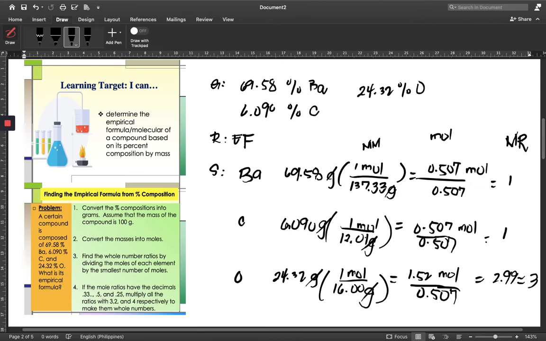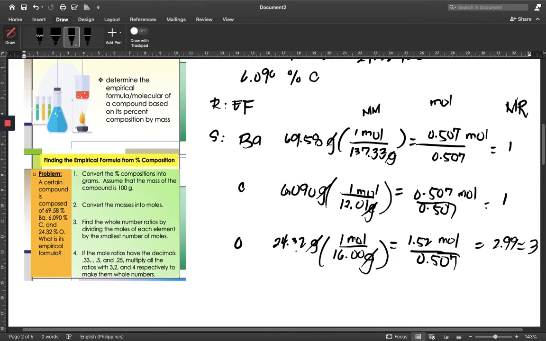All right? And so therefore, in the empirical formula, given these percentages, we just arrange them according to how the elements are given. 1 mole of barium, 1 mole of carbon, so no need to write as a subscript. And then there are 3 moles of oxygen. So this is now our empirical formula, which is basically barium carbonate, which is a result of the reaction between the barium ion and the carbonate ion.